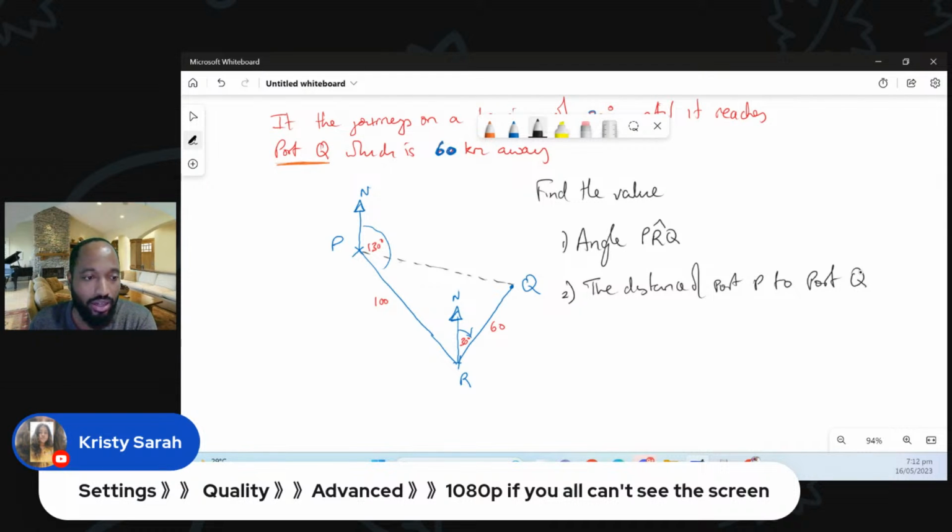So I'll read what Christy's saying now. Where you think I pinned Christy's comment for? If you can't see, go on your settings, raise the quality, advanced, and 1080p. So, can I get it?